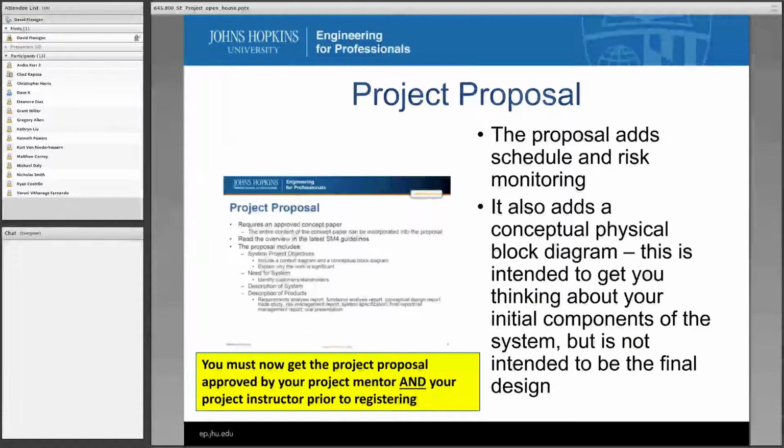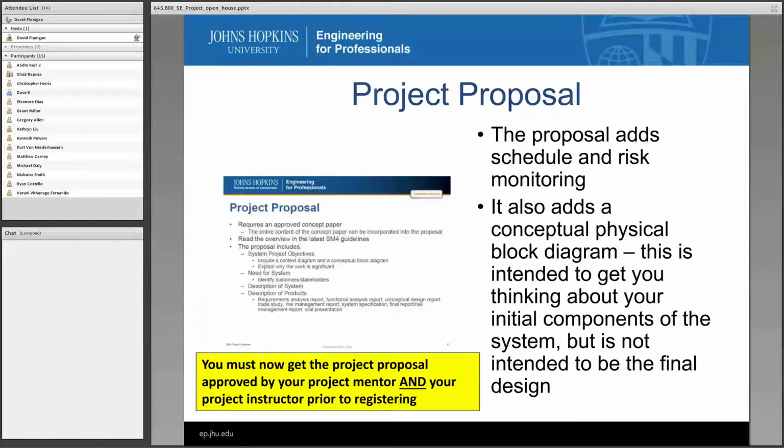Continuing with the proposal, some of the other things to think about include your scheduling and a little bit about your risks. We're also getting you thinking about a block diagram, just getting in the ballpark in terms of the interfaces, the functions, and how that spawns some of the requirements. It's not the final design, it's just one diagram, but that gets you into it.